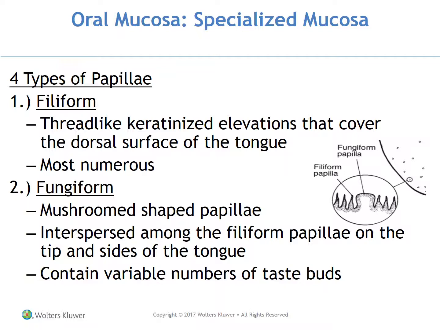All right, so let's talk about those. The filiform are thread-like keratinized elevations that cover the dorsum of the tongue, or the dorsal surface of the tongue, and they are in the highest number, okay? We're going to have more filiform than any others. Then we have our fungiform. Fungi, think of mushroom. Mushroom is a fungi, so we want to associate that with the fungiform papilla. And they're going to be interspersed amongst the filiform papilla on the tip and sides of the tongue. They contain variable numbers of taste buds. So fungiform, you're also going to taste. So think of tasting mushrooms.